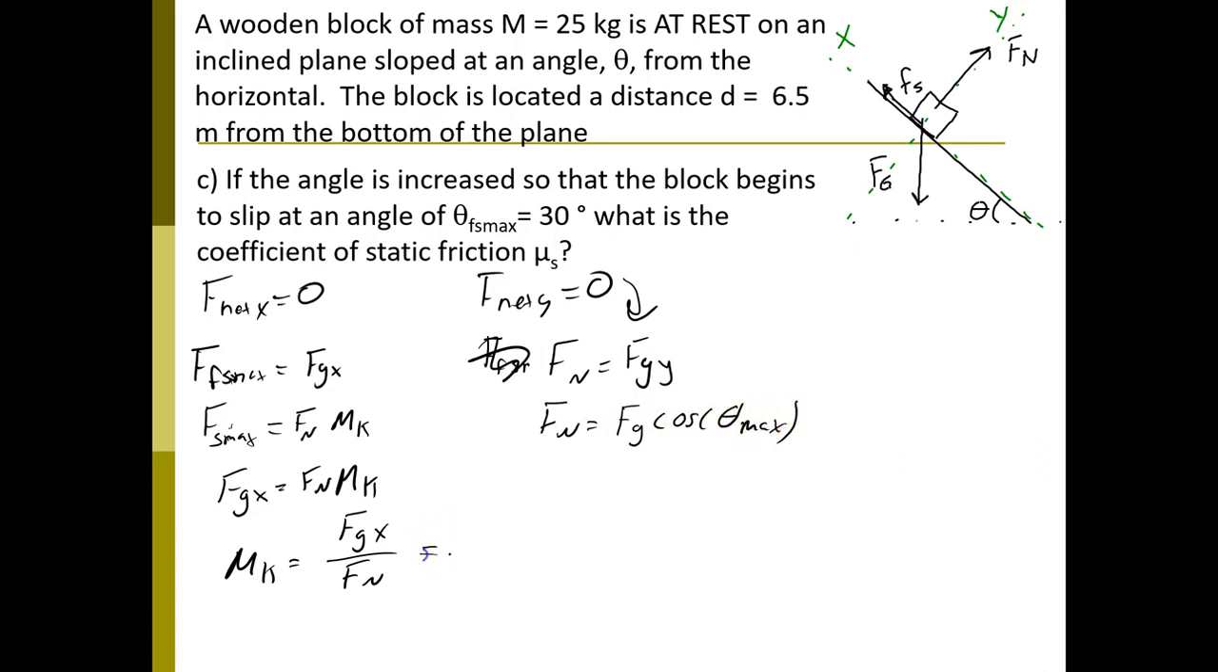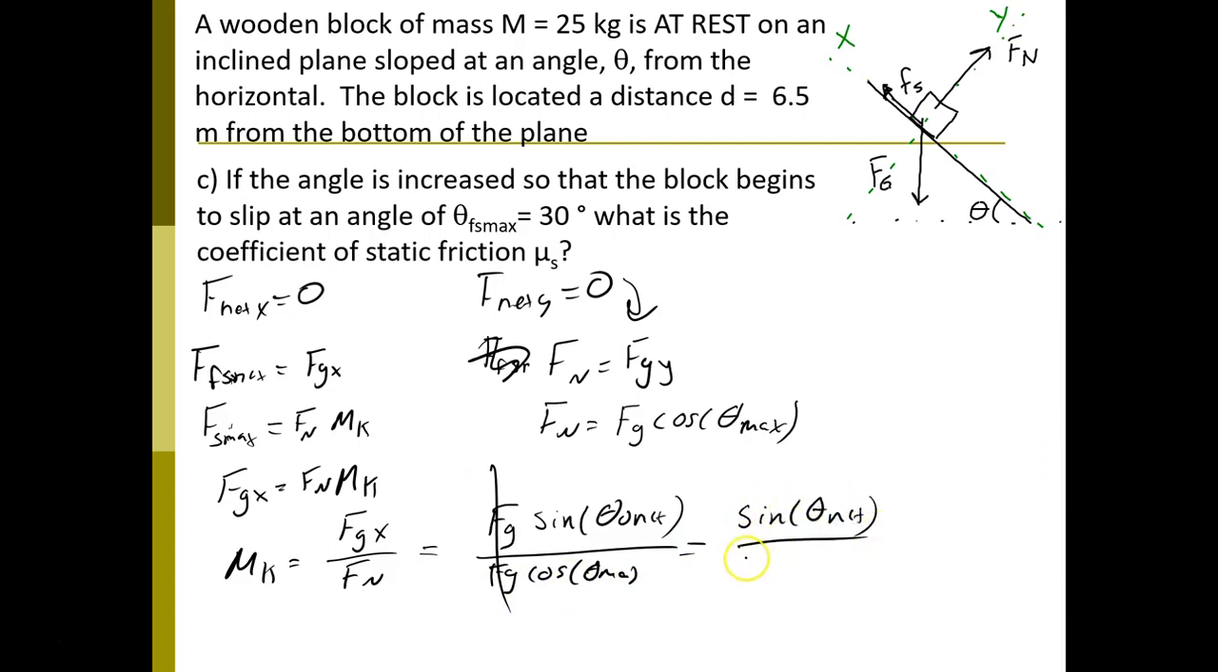So in this case, I can go ahead and plug everything in. I know Fgx is Fg times the sine of theta max, all divided by Fn, which is Fg times the cosine of theta max. Or I can simplify this and say, well, Fg cancels out, and I have the sine of theta max divided by the cosine of theta max. Or we can simplify that further and say that's really just the tangent of theta max, which is going to be equal to my coefficient of static friction. Very cool if you ask me.